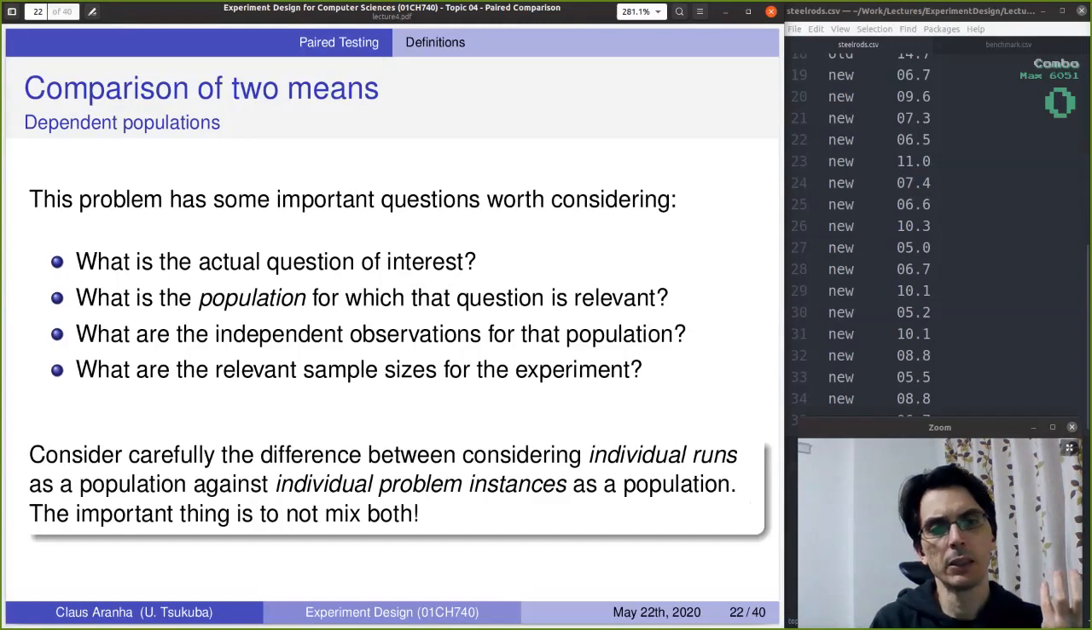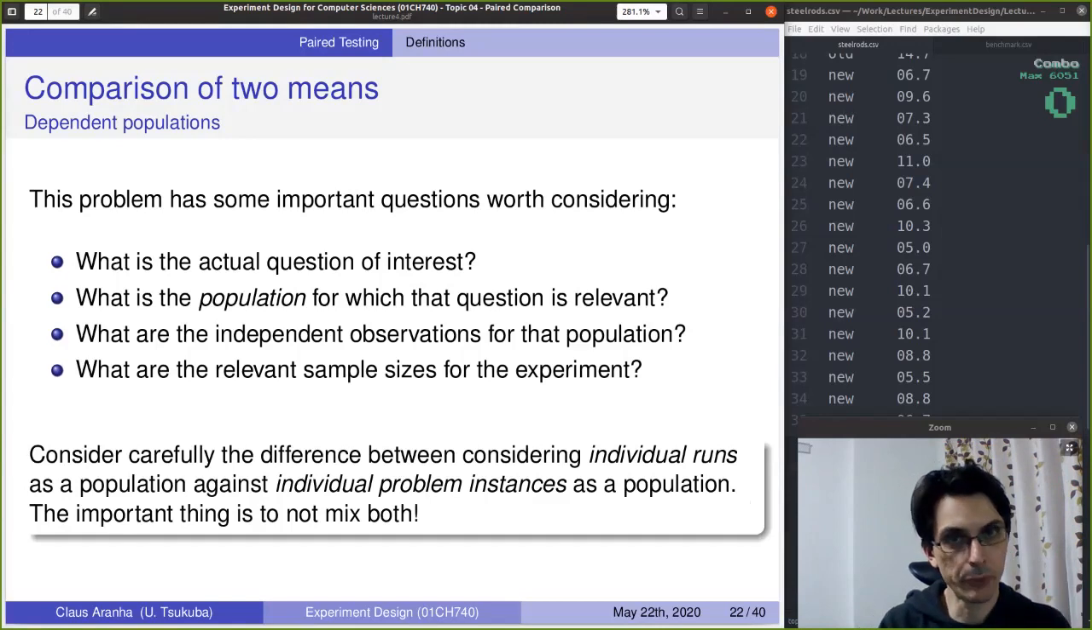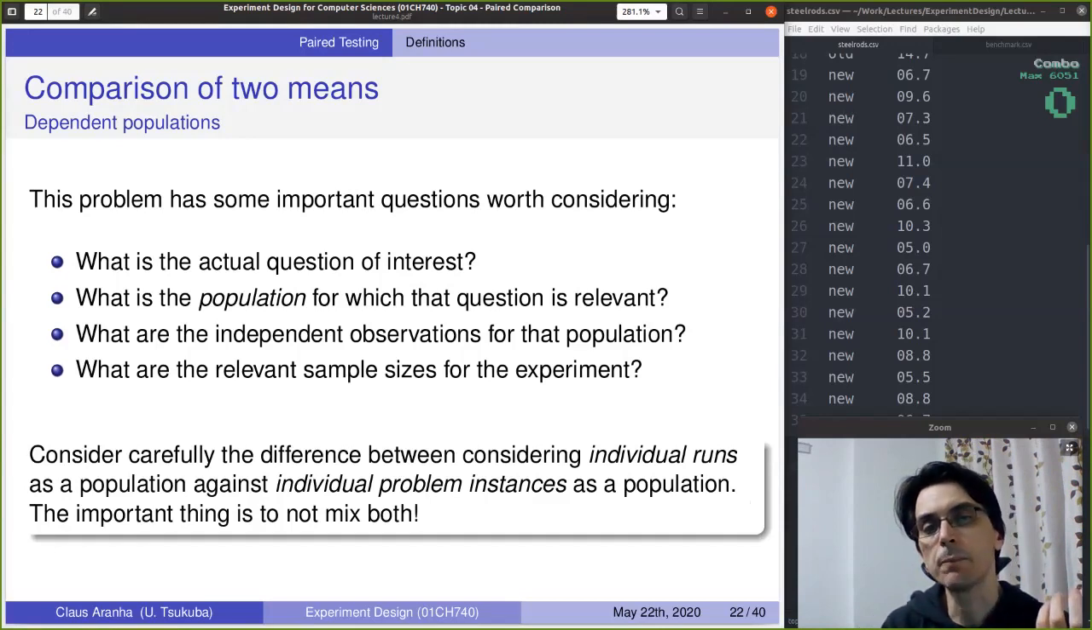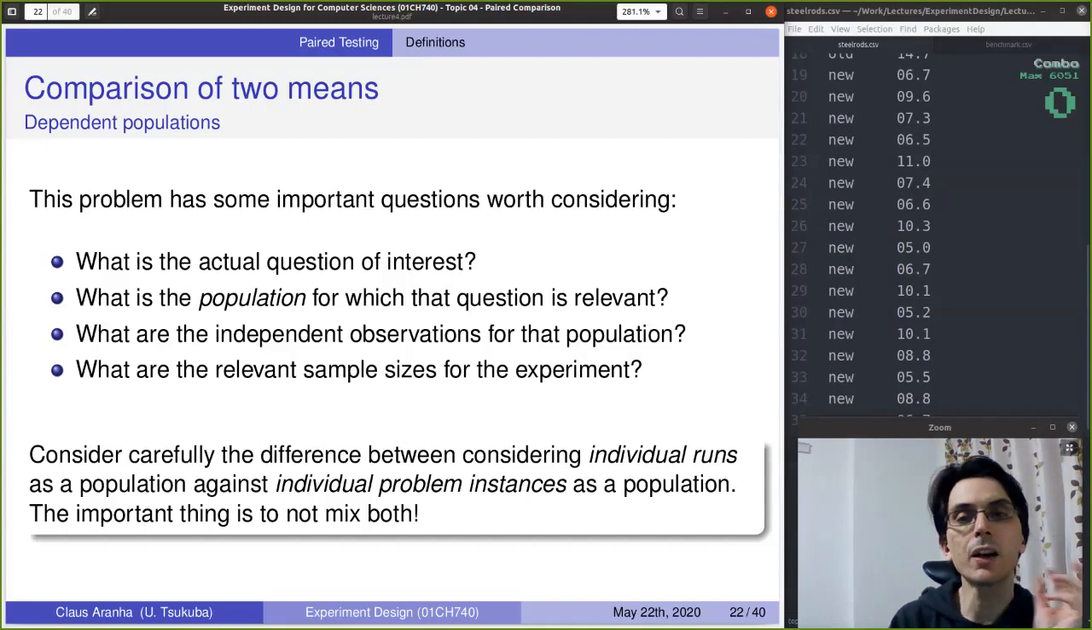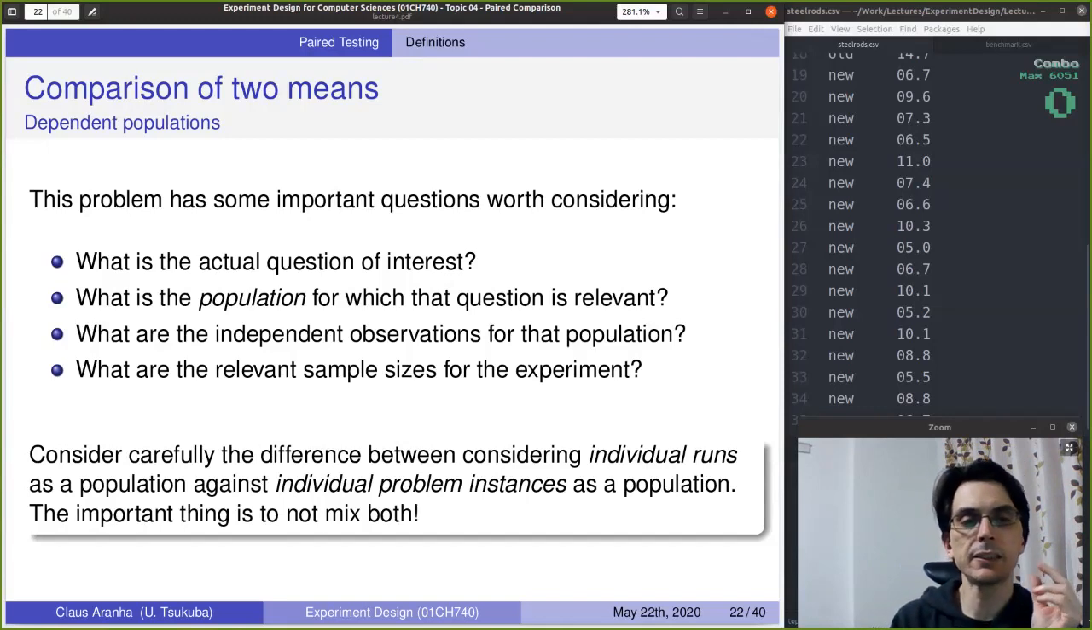However, here we are doing an experiment that is a little more complicated. We have several problem instances, and for each problem instance, we have several repetitions. Is our population all the runs in any instance? To answer this question, we have to think about what the independent observations are. Which observations are independent? For instance, let's say we run 10 times on instance 1 and 10 times on instance 2. Are these observations independent?